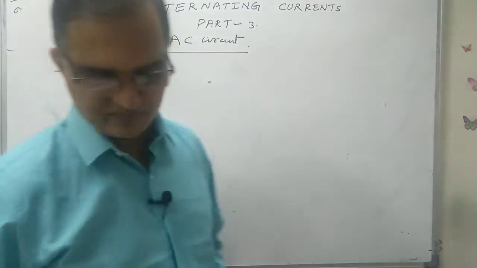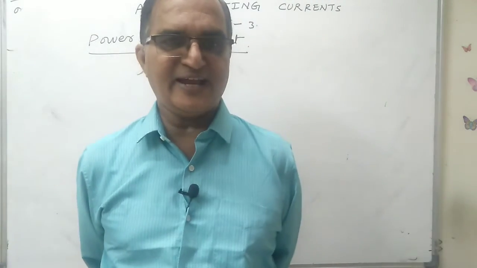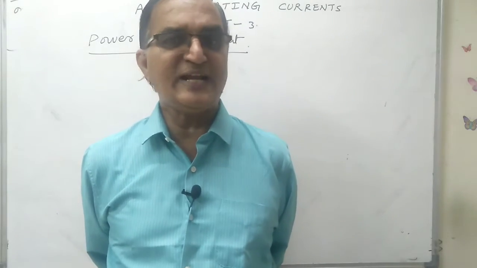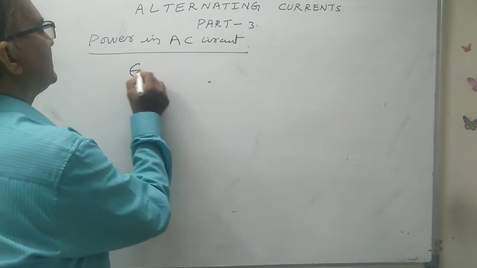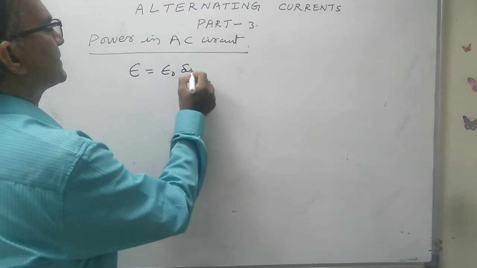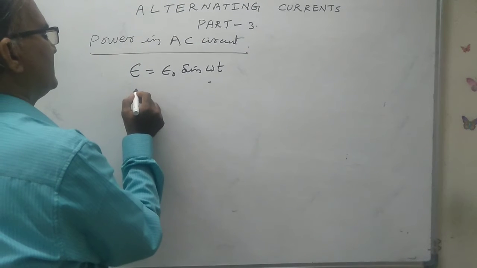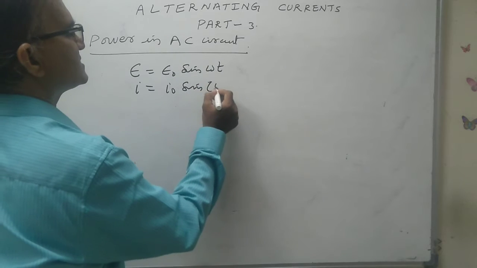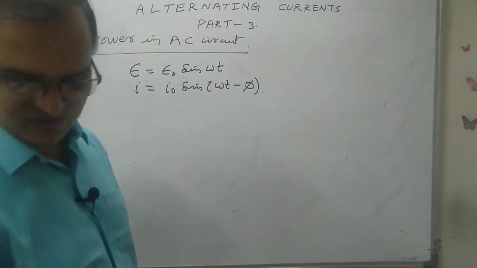Now the power of an alternating current circuit depends on the phase difference between voltage and current. Now we will get the equation for that. Assume E is equal to E naught sin omega t. Then I is equal to I naught sin (omega t minus phi), as we have some phase difference.